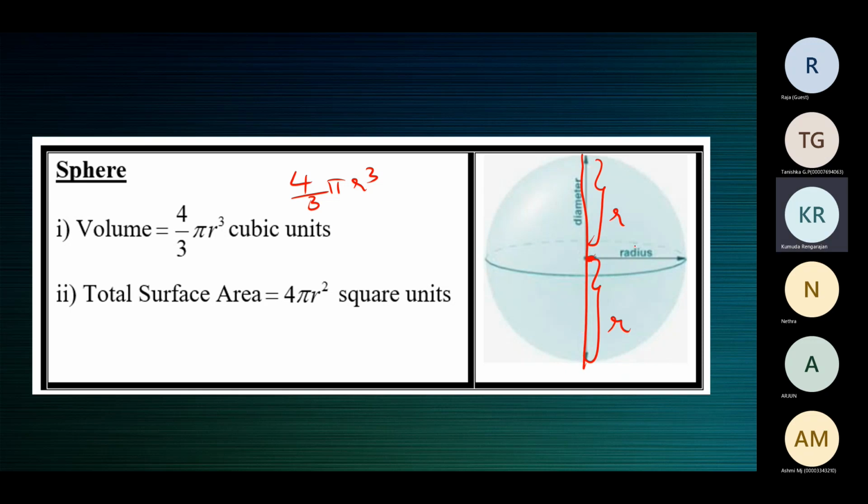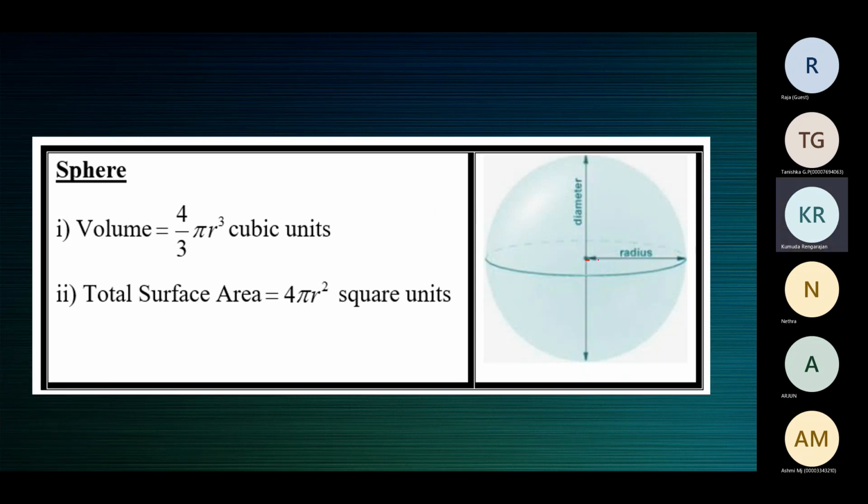The height of the sphere is nothing but twice the radius, 2r. If the radius is 6 centimeters, the height of the sphere is 12 centimeters. So h is also written in r only here. There is nothing like h here because h also is expressed in r. h is equal to 2r. Height of the sphere is twice the radius.